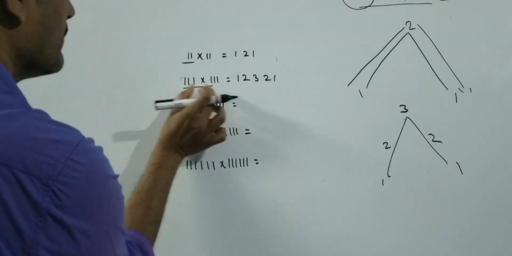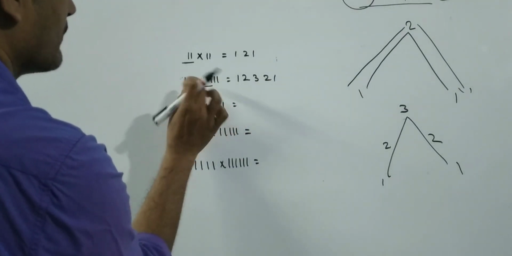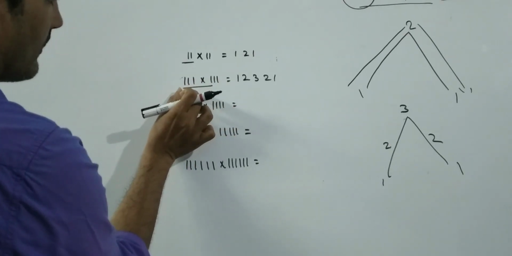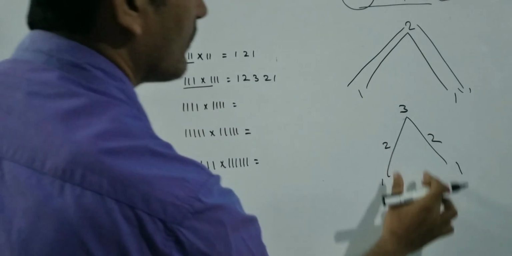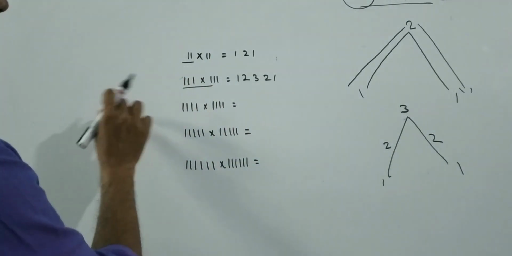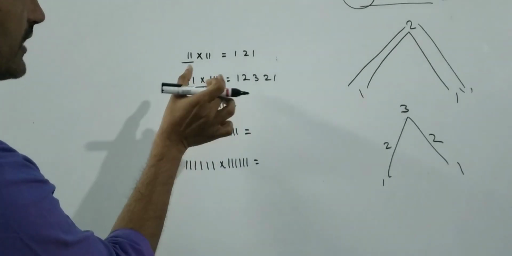See friends, the number of digits are the same. Here 3 digits are there. Here 3 digits are there. If both are the same, this formula we can use. If both are different, I will tell you how to do it. First we will discuss if both are the same.